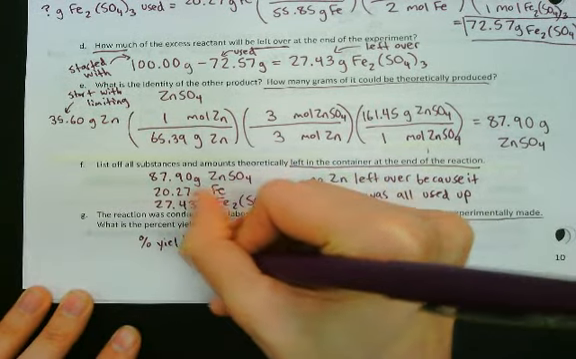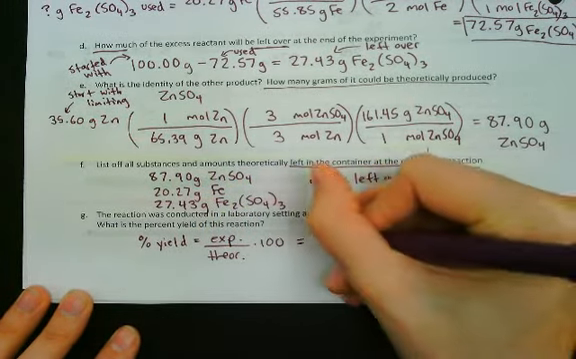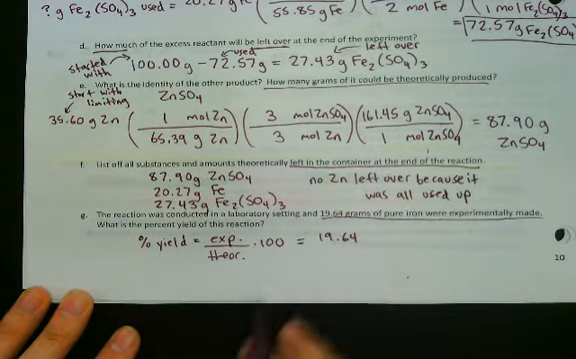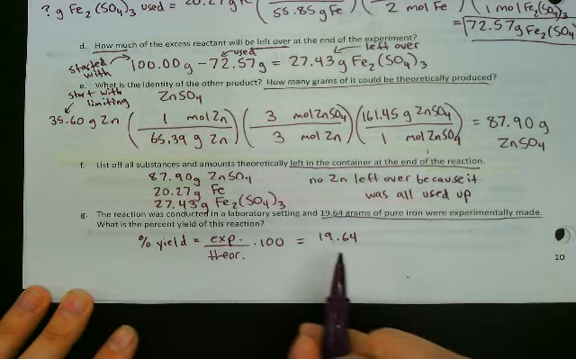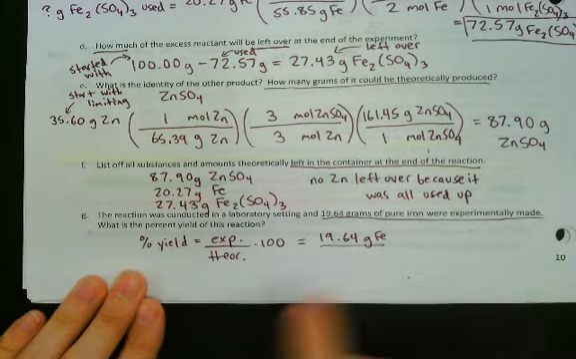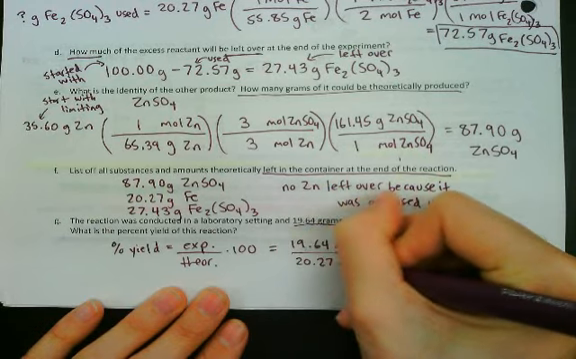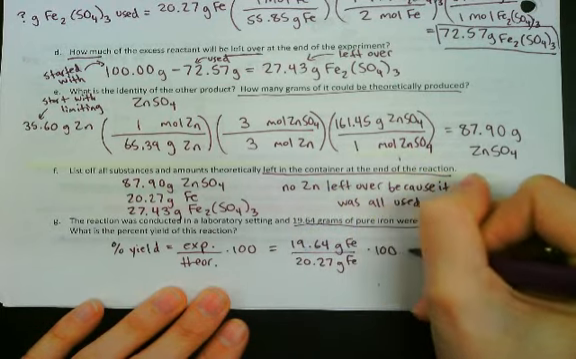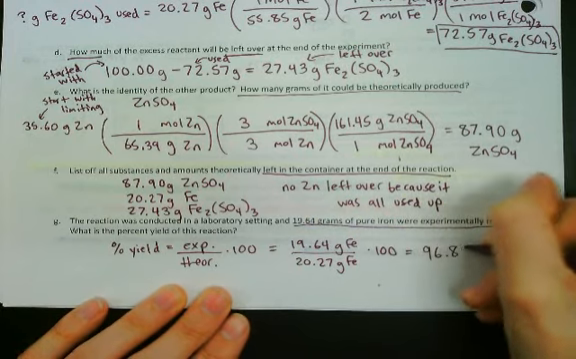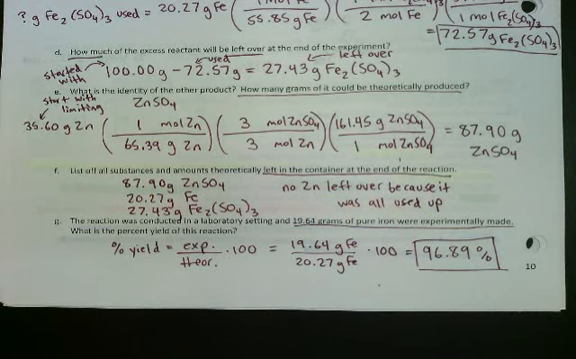If you're back, there's the equation that you can grab from your formula chart. If you plug in your numbers, hopefully you were able to go grab your numbers. We made 19.64 grams of iron experimentally in the lab. And we said that theoretically, with our amount of zinc, we should be able to make 20.27 grams. So that is our theoretical. Multiply that by 100. You should get 96.89%. That's a pretty darn good percent yield.